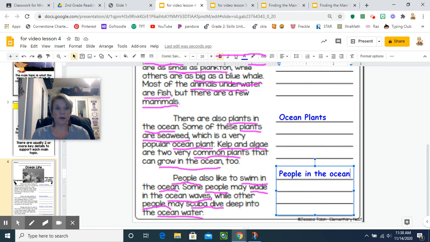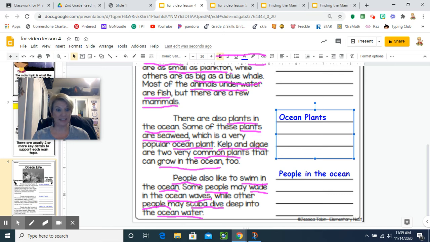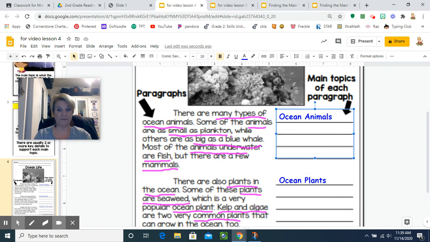Well, people are alive, right? Yes. Are plants alive? Yes. And are animals alive? Yes. All of the things that we talked about in each paragraph are things that are living. And what was the main thing that all of those things were living in? The ocean, that's right. So all of these things were about things that are living in the ocean.